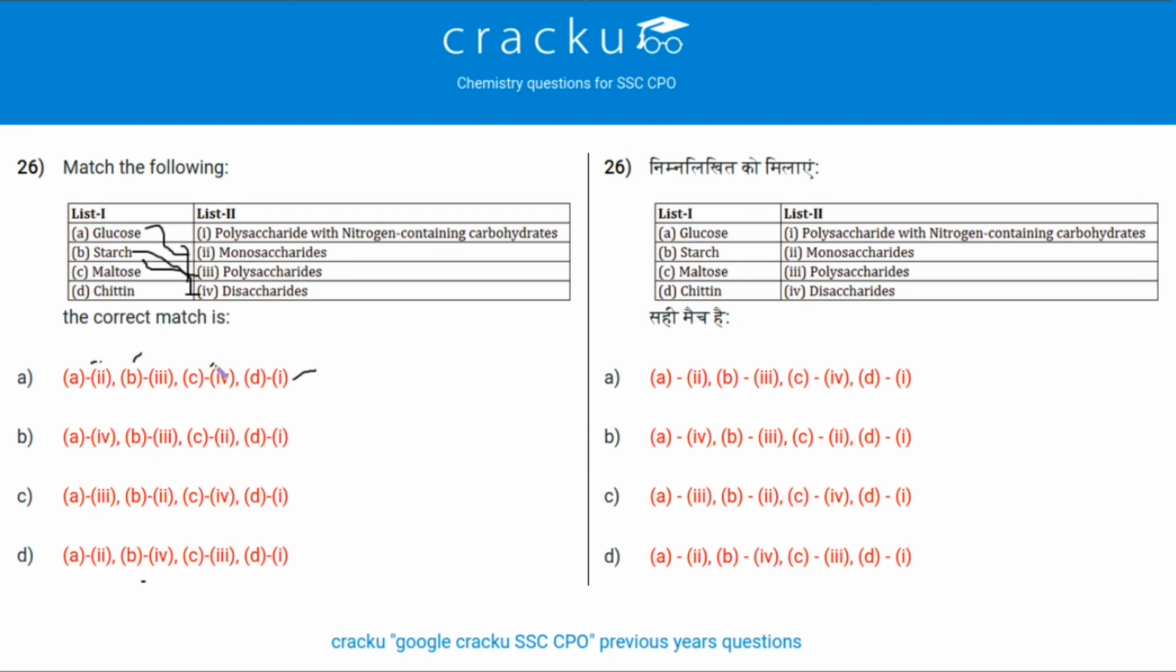A2C4, and chitin, that is polysaccharide with nitrogen containing hydrocarbon. Chitin are the hard layering of insects, the hard cover found outside the insect. So the correct answer to this question is option A, that is A2, B3, C4 and D1.